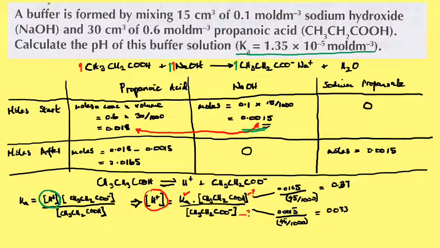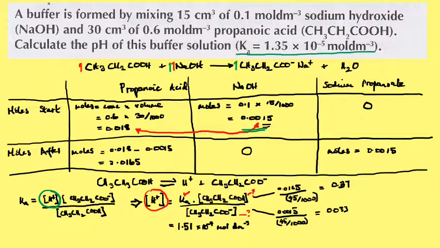So when we feed those values into the expression for the hydrogen ion concentration, we've got Ka is 1.35 times 10 to the minus 5, and we've got these two concentrations. Then the concentration of hydrogen ions comes out at 1.51 times 10 to the minus 4 moles per decimeter cubed. Good, so we're nearly done.